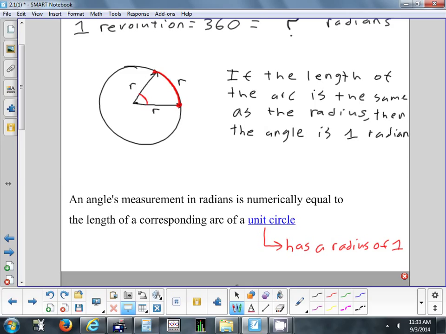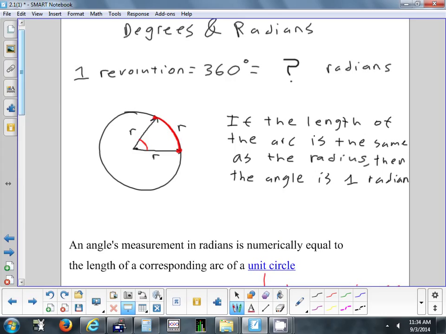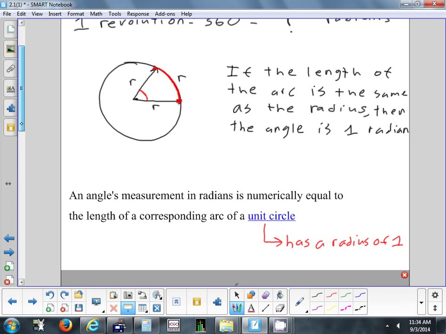That's all that a unit circle is. It's a circle with a radius of 1. So, if you draw a circle with a radius of 1, you draw an angle in it. The measure of that angle in radians and the measure of the arc are going to be exactly the same. Come out exactly the same. So we're going to use that fact to try to figure out how many degrees are in a radian. 1 radian.